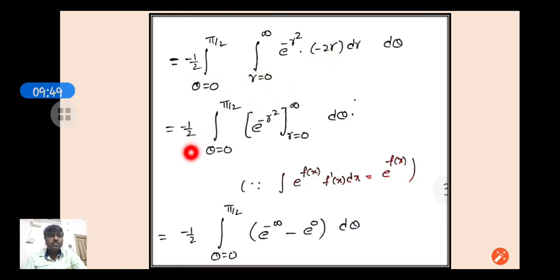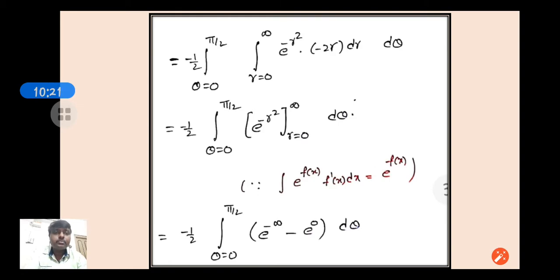So that can be written as minus 1 by 2 into integral 0 to pi by 2. See here, I am applying the formula: integral e power f of x into f dash of x dx is equal to e power f of x. So in place of e power f of x, I have e power minus r square, and the derivative of minus r square is minus 2r. So f of x is minus r square and f dash of x is minus 2r. I apply this particular formula here.